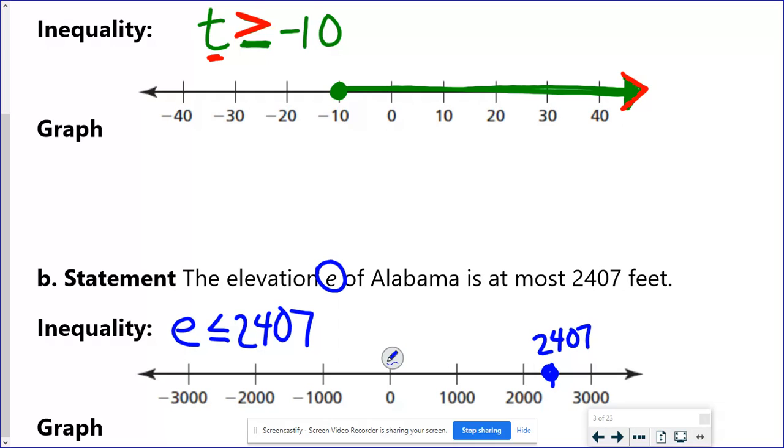And again, because my variable is first and the arrow is pointing to the left, I'm going to shade to the left. And I shade the arrow that matches that inequality sign.